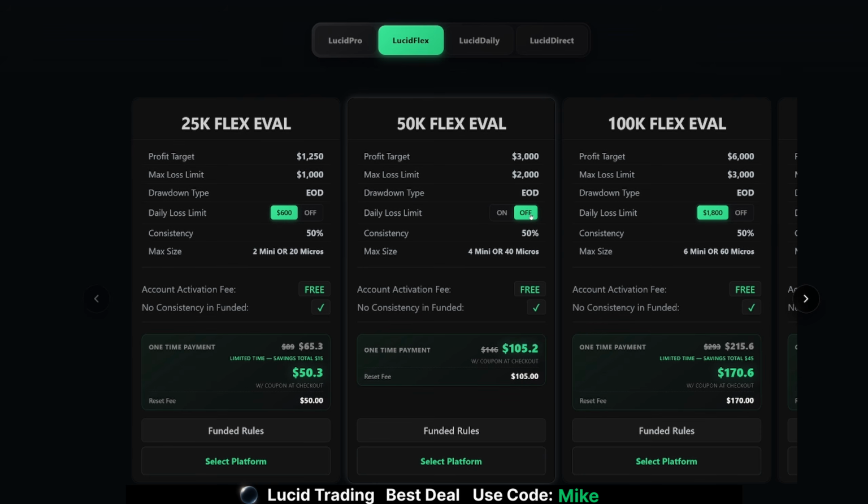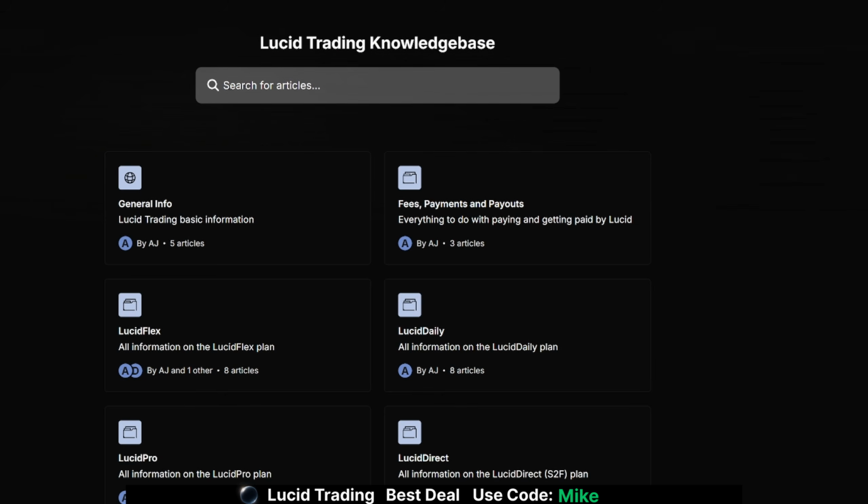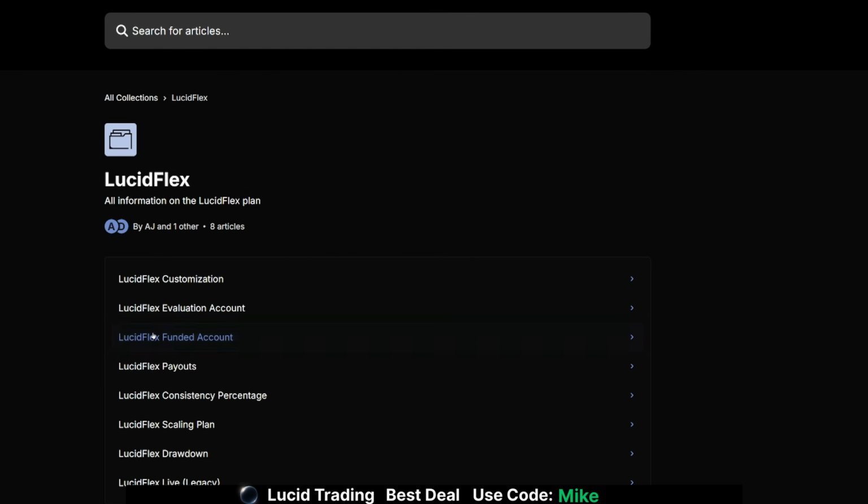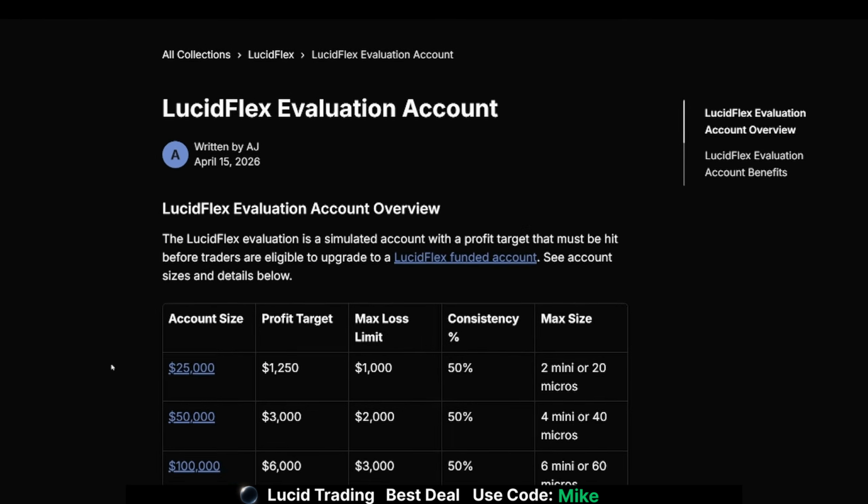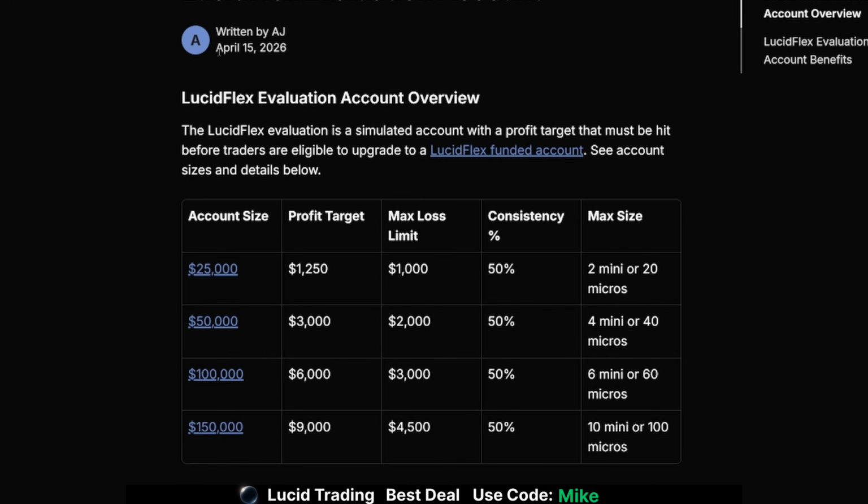Now, if you do not want the daily loss limit, the price will go up a little bit to $105. However, are there any other rules that have actually changed? Before that, let's go over to the FAQ real quick. And since I'm currently trading the Lucid Flex accounts, I'm going to go ahead and venture in and look at the Flex accounts first. We look at the evaluation. Does anything look different on this page? Well, I know that's not going to be the case because the last time it was updated was April 15th.